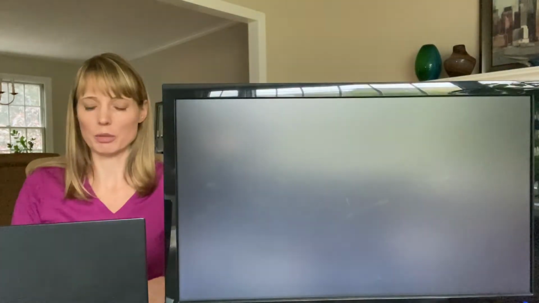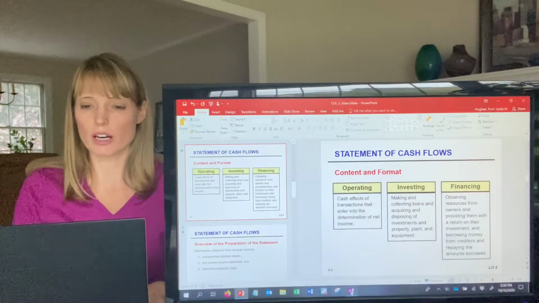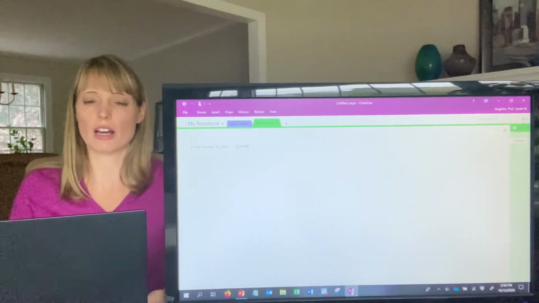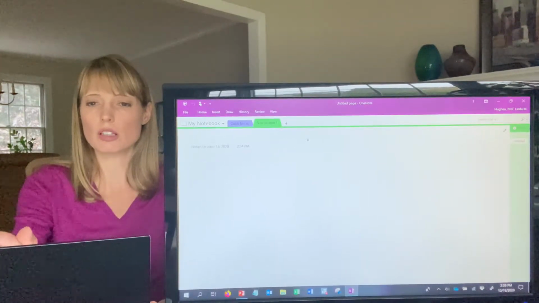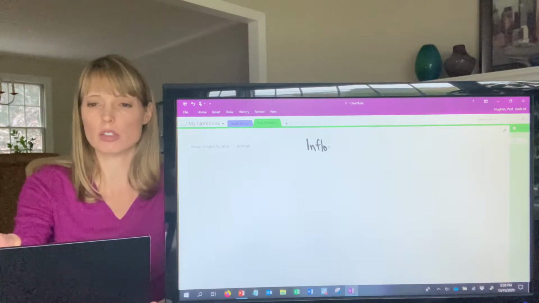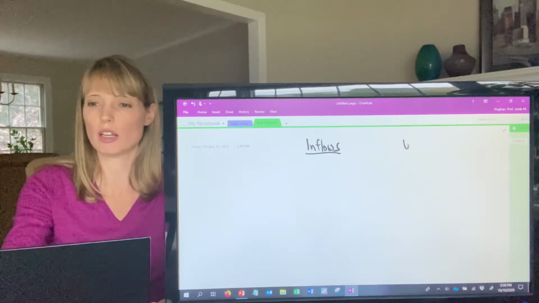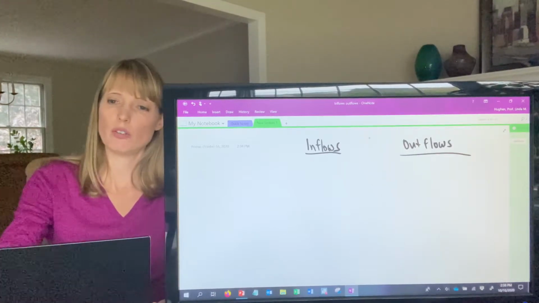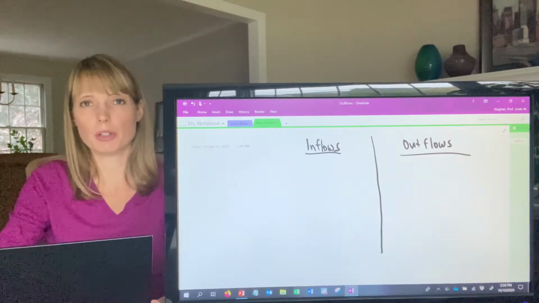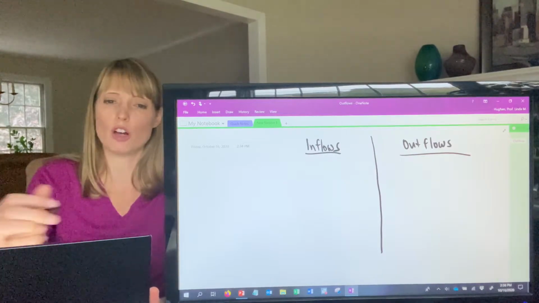Let's write this out because there's a lot to it, and we need to know how to classify all cash flows. So before we get into the three categories, let's separate our transactions into inflows of cash and outflows of cash. If you haven't already, take out some paper, take out a pen, and take these notes along with me.